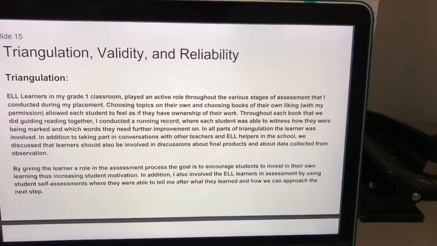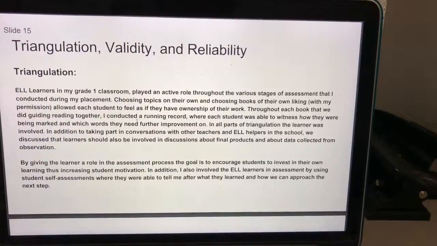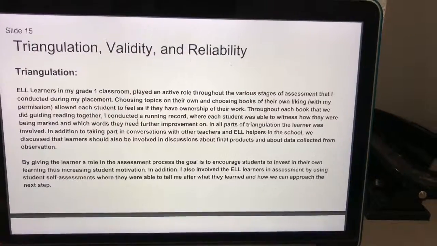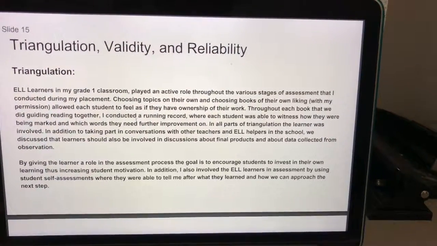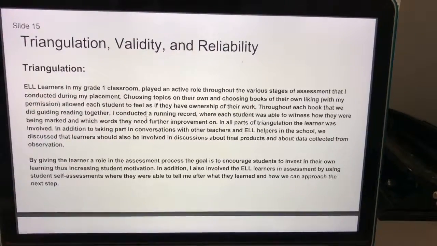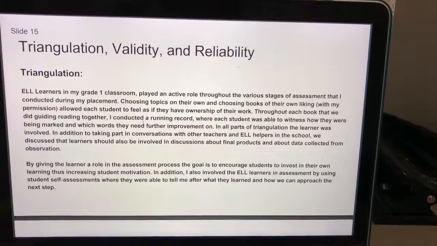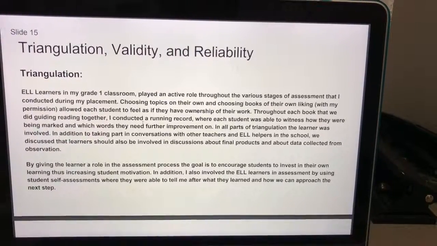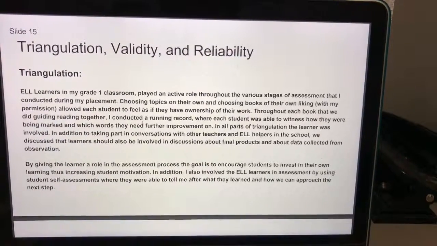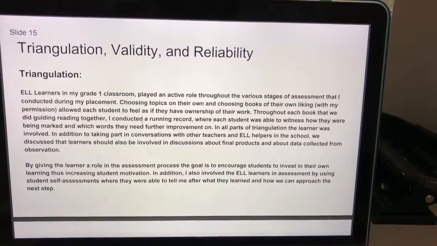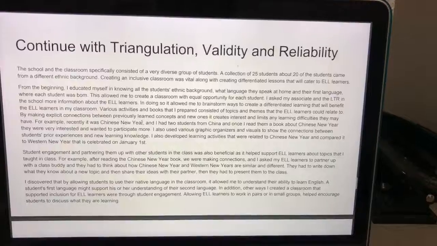Also, in addition to taking part in conversation with other teachers and ELL helpers in the school, we discussed that learners should also be involved in discussions about final products and about data collected from observation. By giving the learners a role in the assessment process, the goal is to encourage students to invest in their own learning, thus increasing student motivation. Also involving ELL learners, I assessed by using student self-assessment where they are able to tell me what they learned and how we can approach the next step.